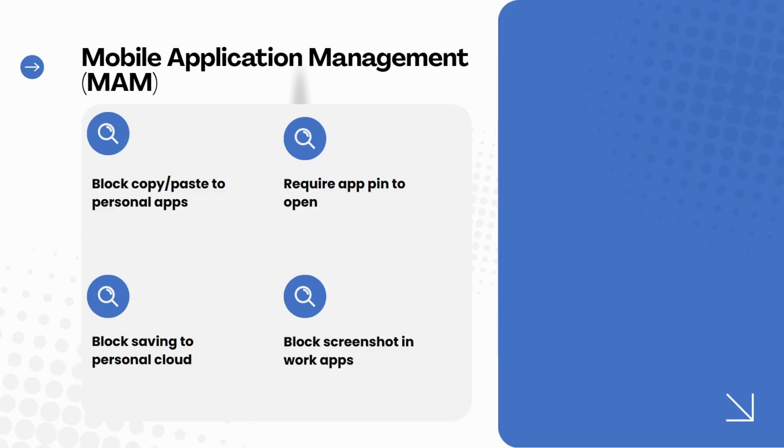The next thing is require a PIN to open work apps. In the MDM, we spoke about requiring a PIN for the device completely. Over here, it requires a separate PIN to just open the app. Blocking screenshot inside work apps. Again, it will not block the screenshots that you take inside WhatsApp. It's just inside the corporate apps.